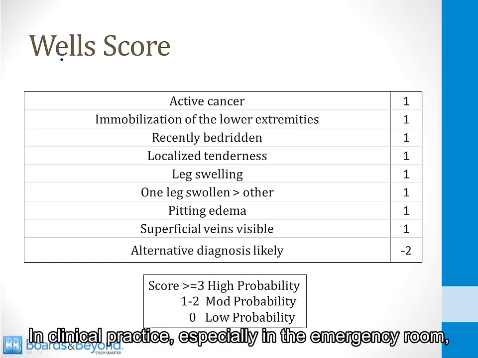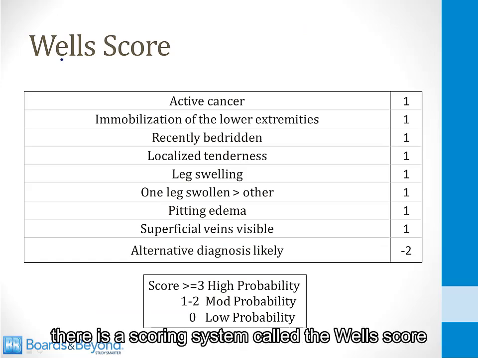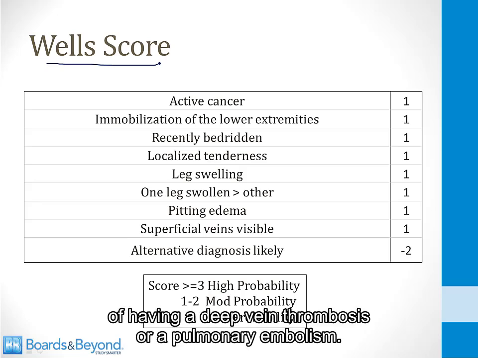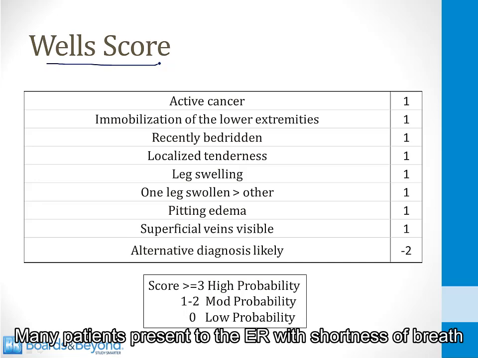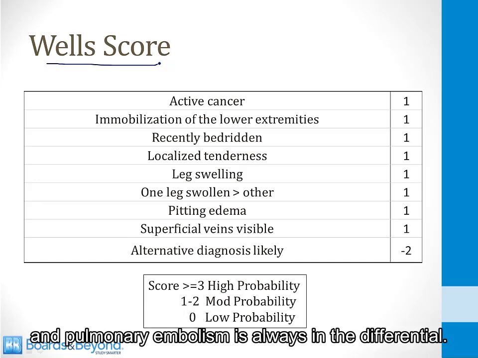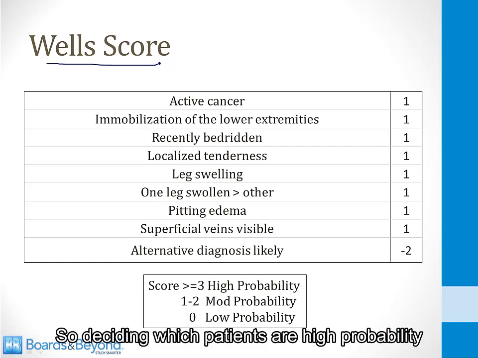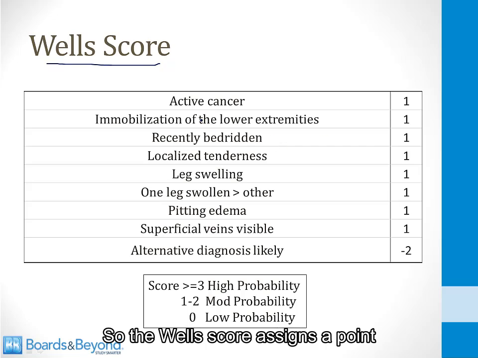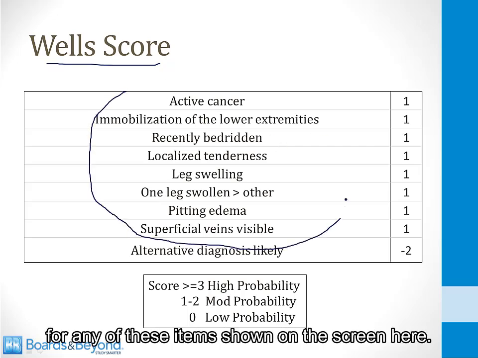In clinical practice, especially in the emergency room, there is a scoring system called the Wells score that is often used to estimate a patient's probability of having a deep vein thrombosis or a pulmonary embolism. Many patients present to the ER with shortness of breath, and pulmonary embolism is always in the differential, so deciding which patients are high probability and which are low is very helpful, and the Wells score can be used for this purpose. So the Wells score assigns a point for any of these items shown on the screen here.